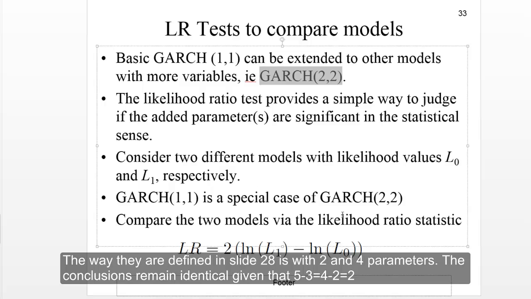So what we're going to do is compute the likelihood values that we get under the GARCH(2,2) and those that we get under the GARCH(1,1). How are we going to do that? We're going to compute something called the likelihood ratio test. It's going to be equal to 2 times (L1 minus L0), L1 being the log likelihood of the GARCH(2,2) model, minus the log likelihood of the GARCH(1,1) model.